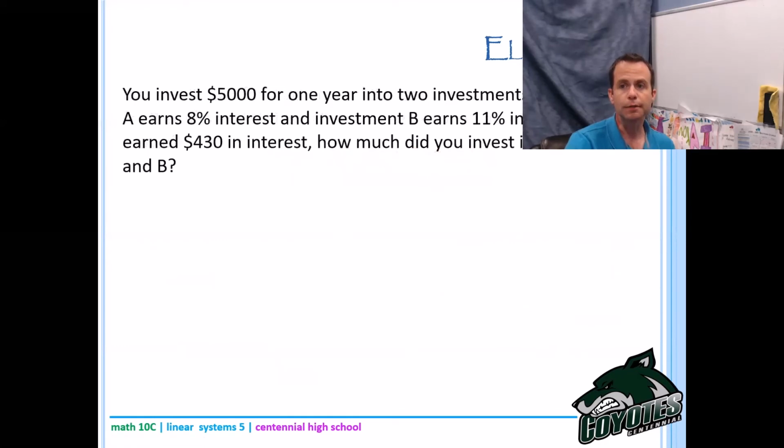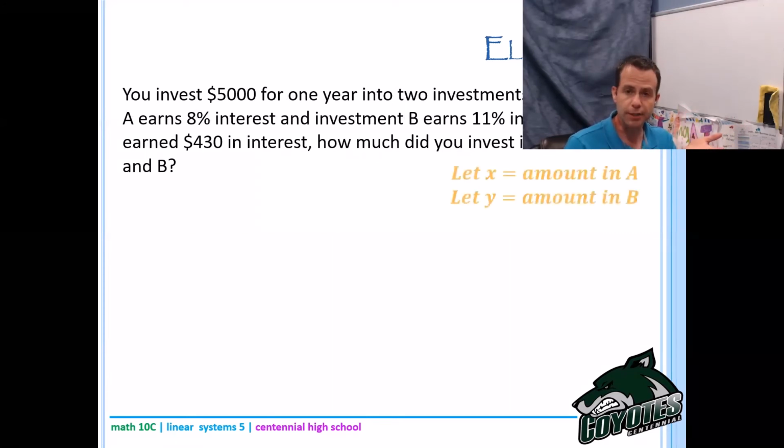All right, you invest $5,000 for 1 year into 2 investments. Investment A earns 8% interest, and investment B earns 11% interest. If you earned $430 in interest, how much did you invest in each of A and B? Now, we've done questions similar to this before. Actually, I think we've done one with graphing, and we've done one with substitution.